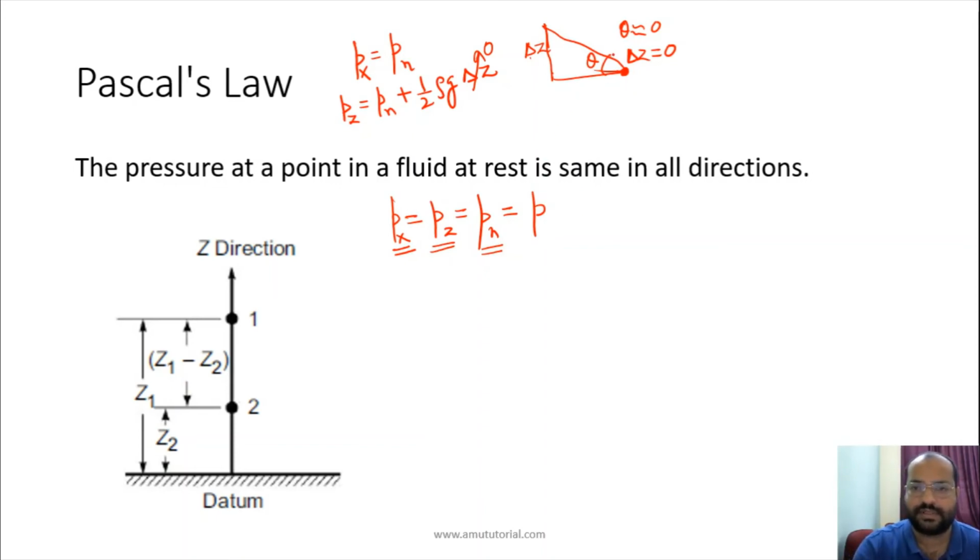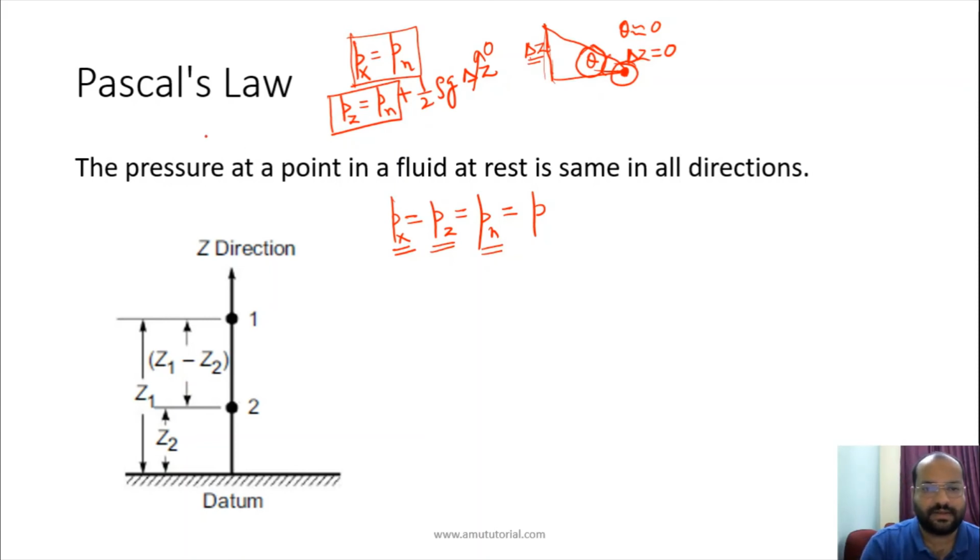So if this theta is very small, say 0, then delta z will be 0, and if we put delta z 0, then this will reduce to pz equal to pn, and also pn is equal to px. So all these three components are equal, and delta z 0 means there is no theta, so this will be a point. So the pressure is same.